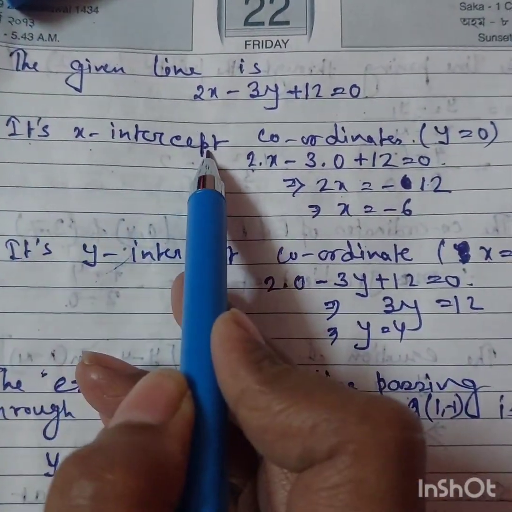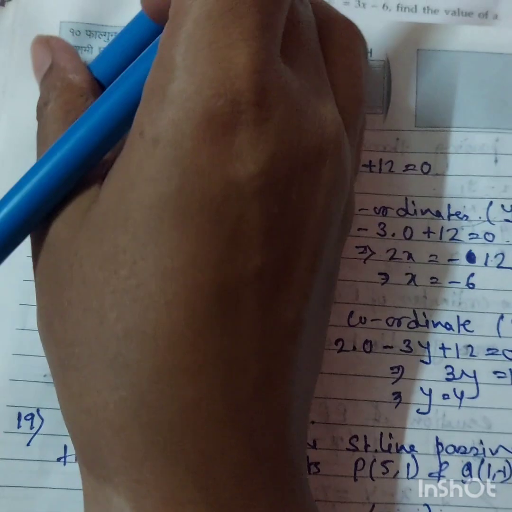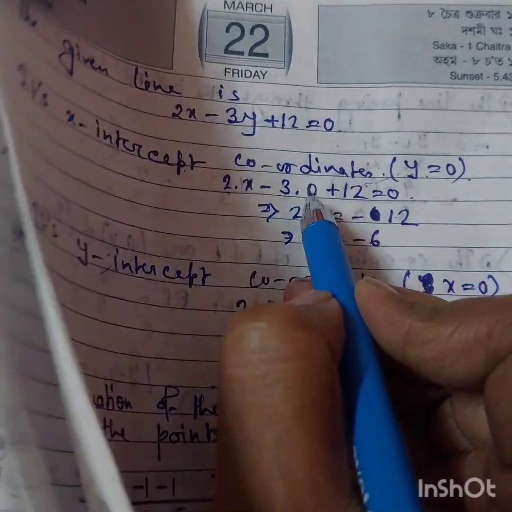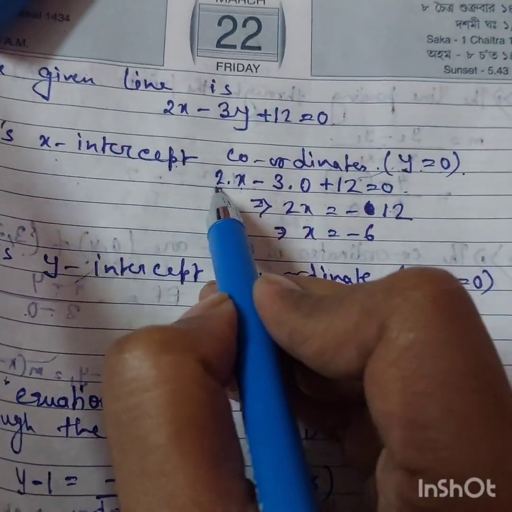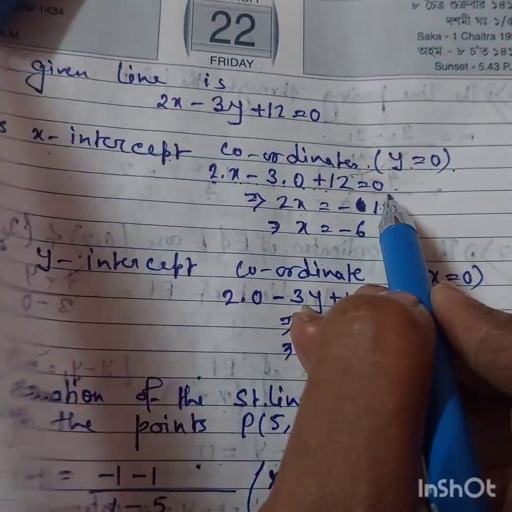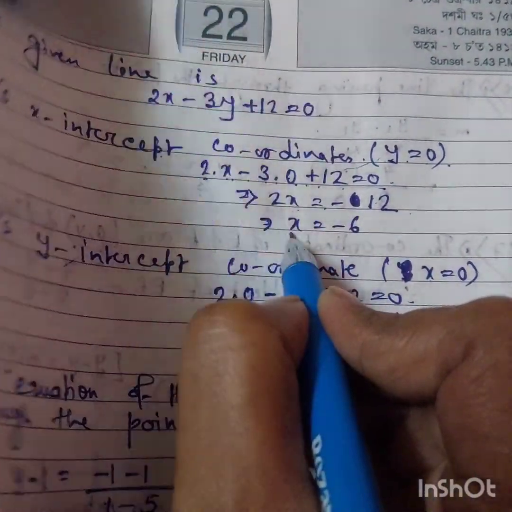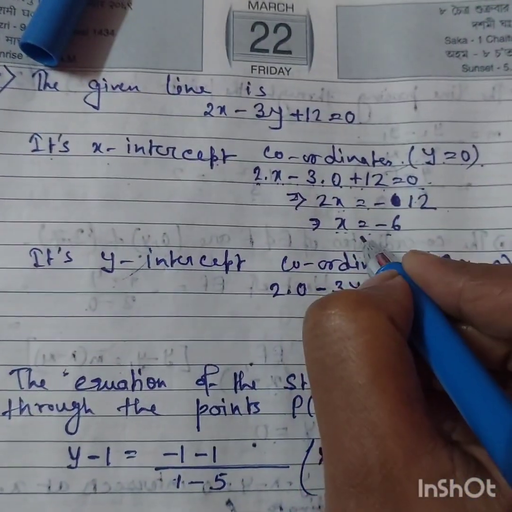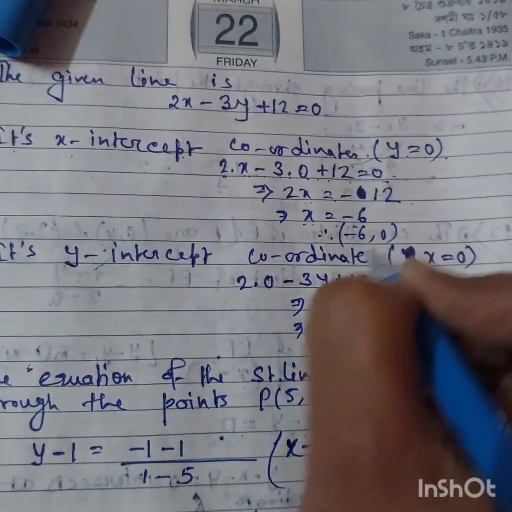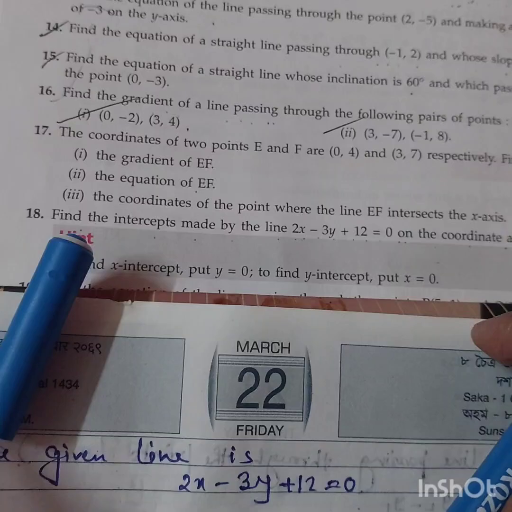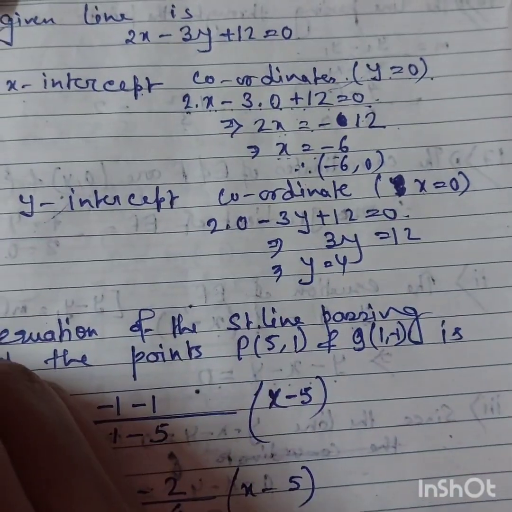So how will we get its x-intercept coordinates? Since it intercepts the x-axis, y should be equal to 0. So in place of y put 0, and 2x should remain as it is, minus 3 into 0, in place of y put 0, plus 12 is equal to 0. That means 2x is equal to minus 12, so x is equal to minus 6. Okay, so this coordinate will be (minus 6, 0). And this is the intercept, and I have written the coordinate also.